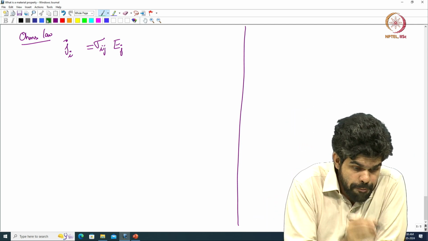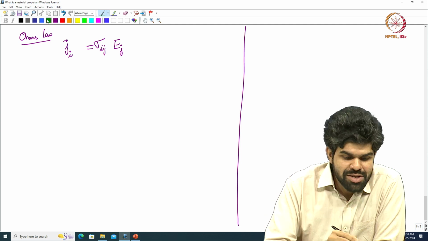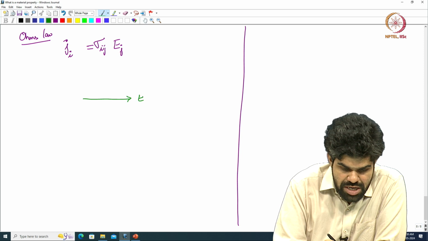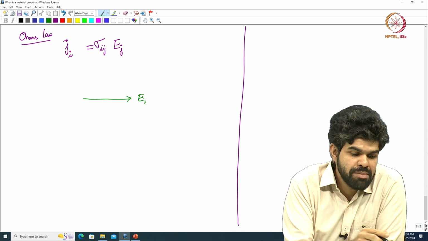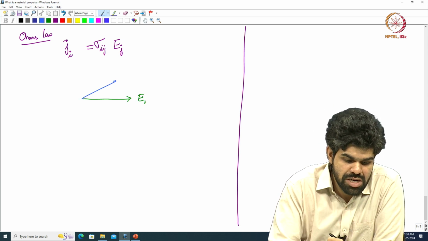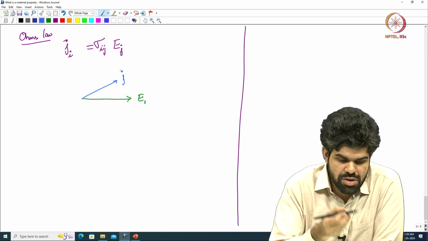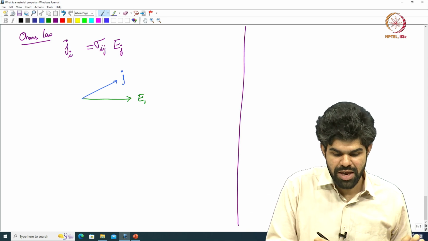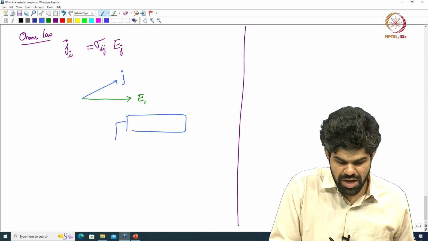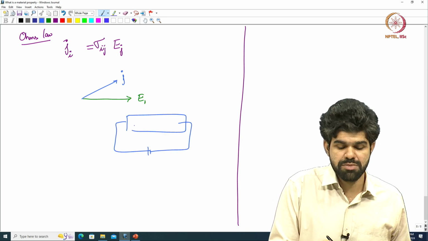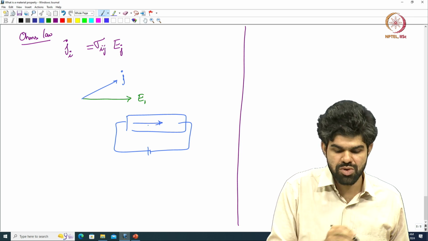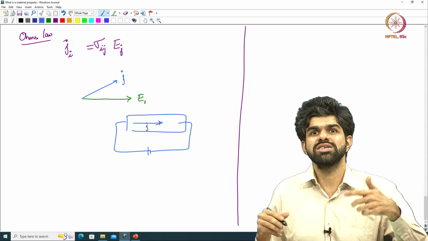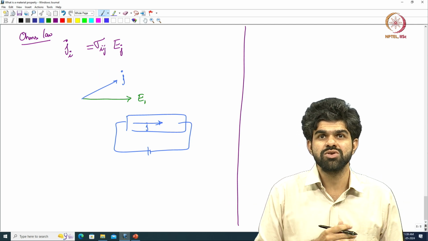Now what does it really mean? It means that I have a material in which I am applying an electric field in this direction, let us say the E1 direction, and I am actually measuring current in some other direction. Because of an applied electric field, if I take a long bar of material and apply a voltage in this direction, I typically expect a current flow in this direction. So the current flow should be in the same direction as the electric field. That is what people have taught us all this while.